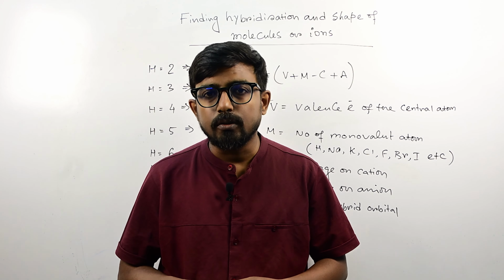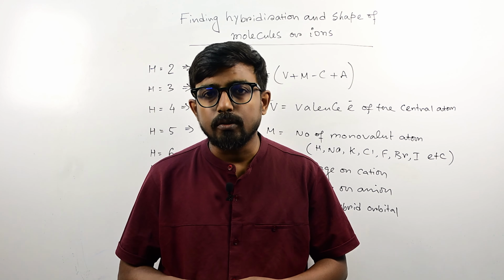Next, number 10 is XeOF4. So xenon, how many valence electrons does it have? 8, because all the noble gases have 8 electrons in their valence shell. So H will be equal to 8 plus the number of monovalent atoms, here 4, we are not counting oxygen, so it will be 6.